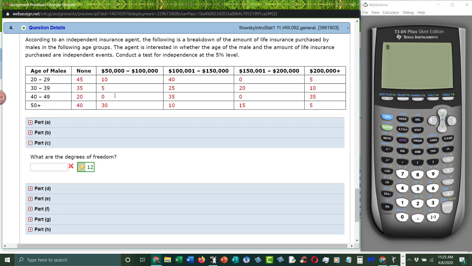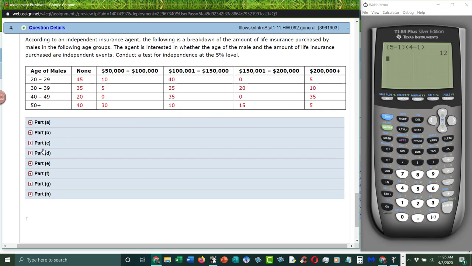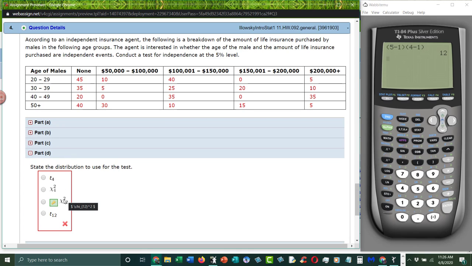Now, to calculate degrees of freedom, we have to take the number of columns and the number of rows, subtract one from each of them, and multiply. So we have 1, 2, 3, 4, 5 columns, so that's 5 minus 1, and we have 1, 2, 3, 4 rows, 4 minus 1, and we're multiplying them. And that's how you find the degrees of freedom for a contingency table test of independence. And then again, it's just going to be the chi-square with the degrees of freedom below it.